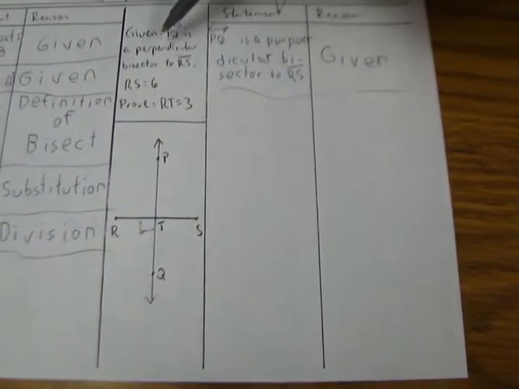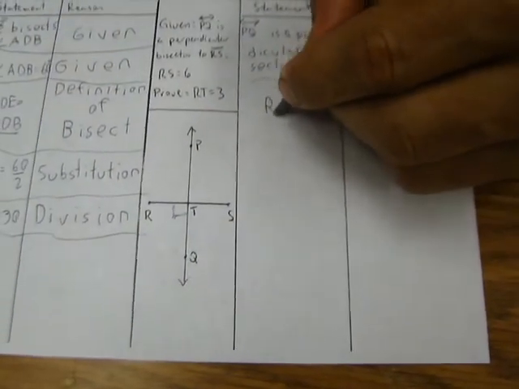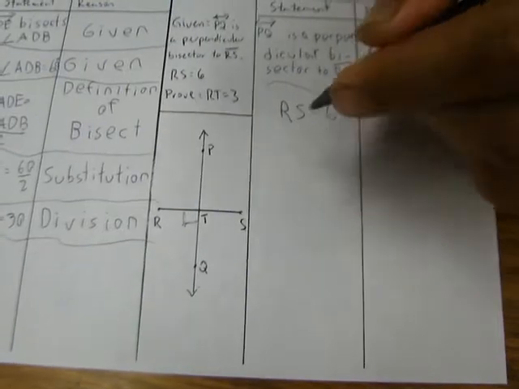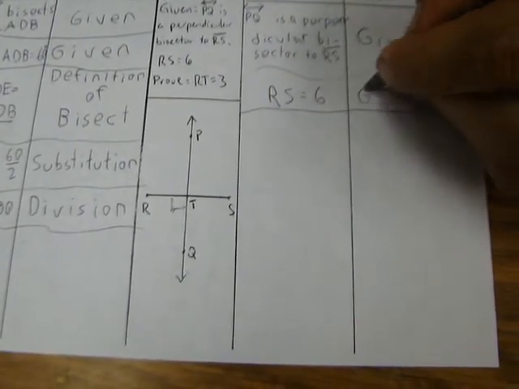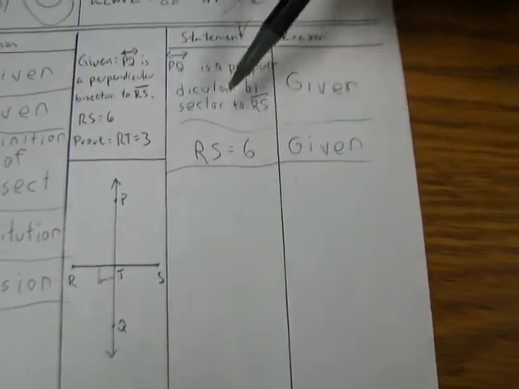Cool. Do we have any more givens? Yes, we do. It tells us also that RS equals 6. So I get to write that. How do we know this is true? It's given. Cool. So we've got this.